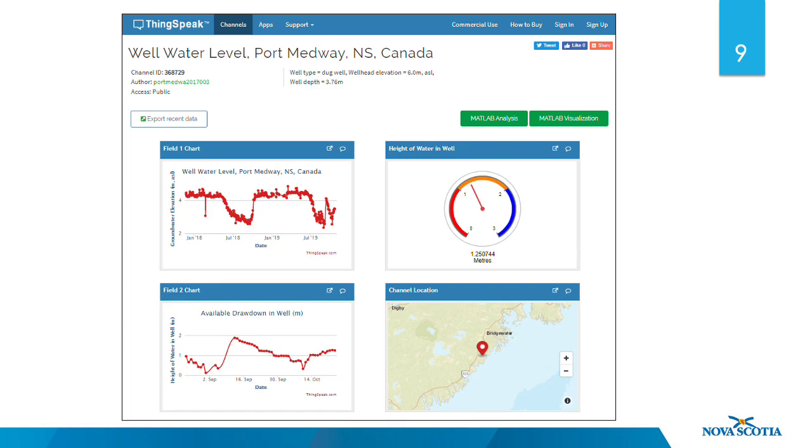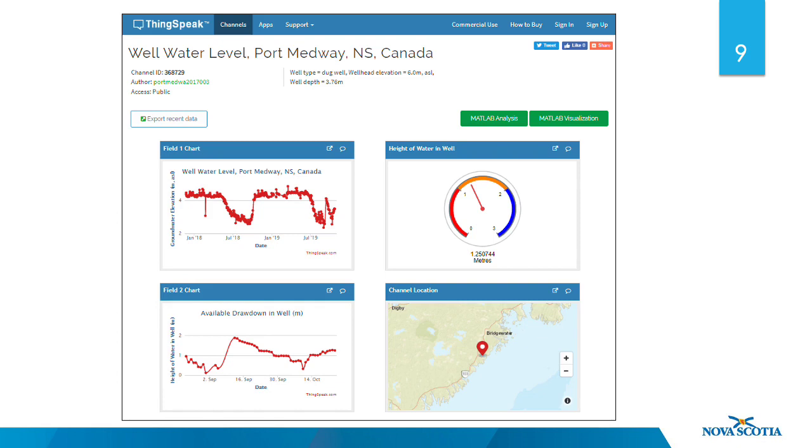On the lower left-hand graph, you can see the available drawdown plotted. Available drawdown is a term that hydrogeologists use to describe the height of water that's available in the well. This graph shows the water level in the fall of 2019, and you can see in early September, the water level jumps up quite quickly. That's in response to high rainfall that we had during Hurricane Dorian, which hit in September of 2019.